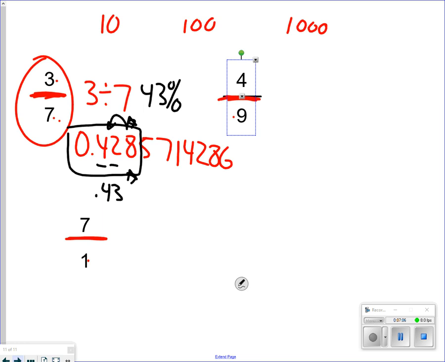Let's look at 4/9. So this means 4 divided by 9. Let's see what that equals. 4 divided by 9 on my calculator. I get a ton of 4s. It's 0.444444. It keeps going on and on and on.